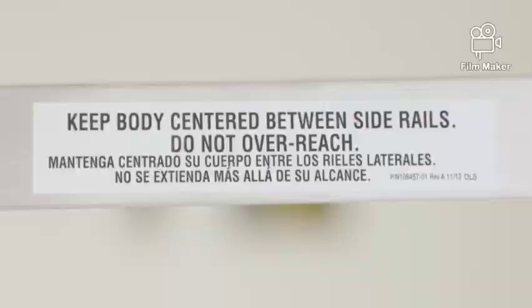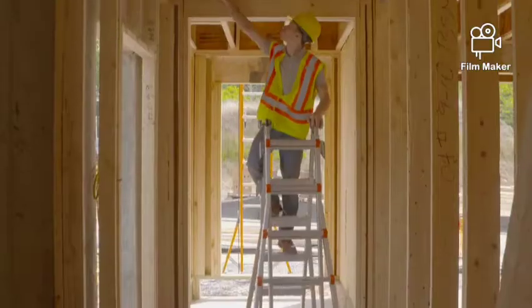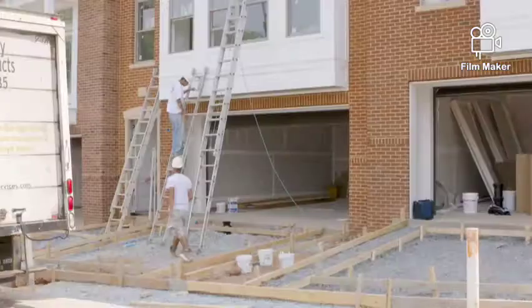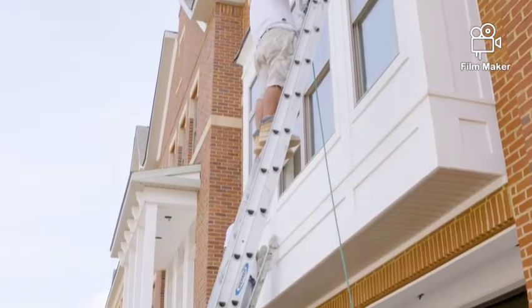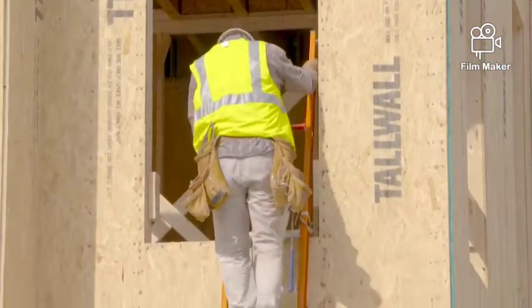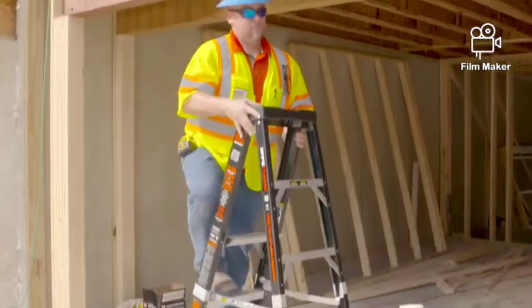Don't overreach. The maximum reaching distance is about 4 feet above the height of the ladder. On an extension ladder, the highest standing level is 4 rungs down from the top, and on a step ladder, it's 2 rungs down from the top.